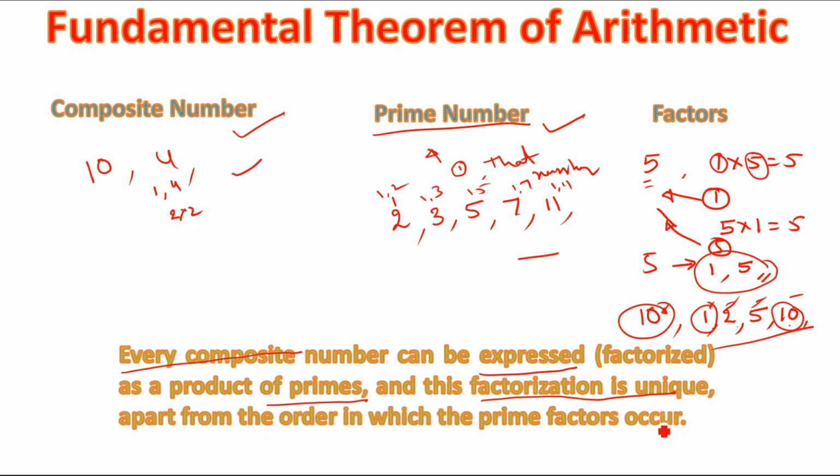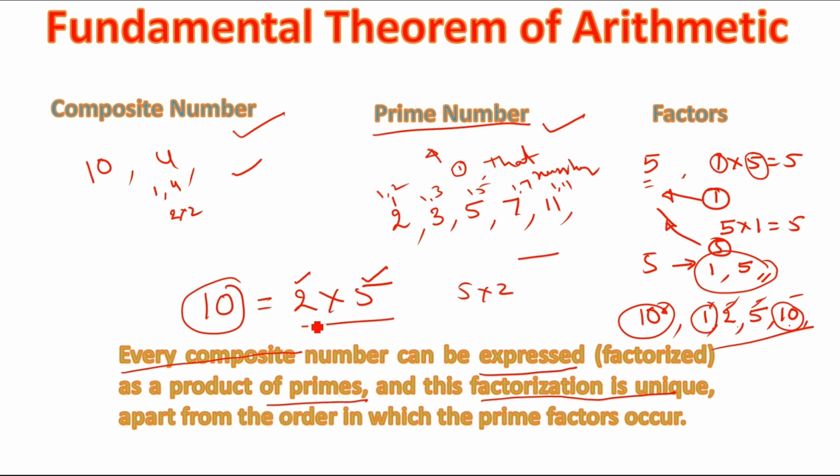It's easy to understand, right? Any composite number, for example 10, can be written as 2 into 5. Here 2 is a prime number and 5 is a prime number. So any composite number can be written as a product of prime numbers, and we can write the order as 5 into 2 or 2 into 5, it does not matter. And this is unique.